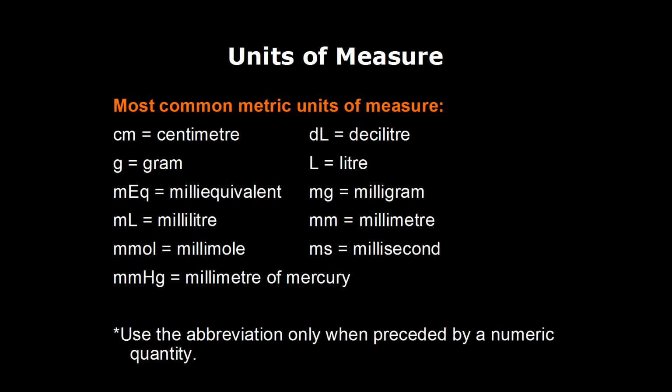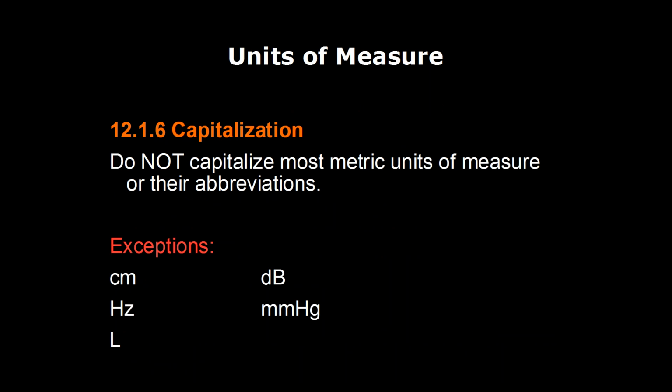I'm sure you've seen it over the course of your time, and it's worth bringing up just to show them here. And yes, it is millimeter of mercury. That's how it was indicated in the book of style as well. Which of course is the blood pressure measurement. And again, it just reminds you here that you only use the abbreviation when preceded by a numeric quantity. Okay, when it's not, then you're actually going to spell it out. But we'll talk about that just in a little bit.